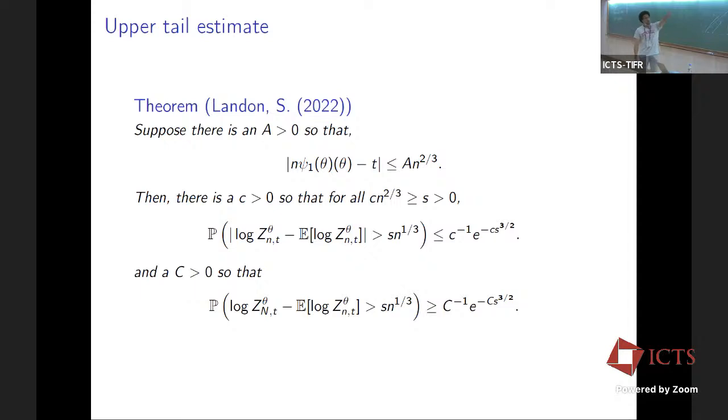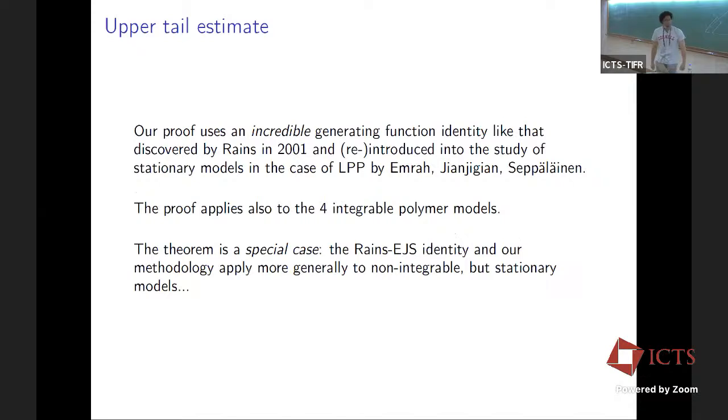Okay, so we get both the upper and lower tail, and as I said, I should emphasize that even though the proof we give is quite different from what you see in this LPP paper, the idea to use this Rains identity is really a contribution due to Emrah, Janjigian, and Sepalainen. But what's important for us is not so much that we can do this for the O'Connell-Yor polymer. As I said, they expected that you could do this for the stationary models. It's that the proof we give relies only on monotonicity and convexity properties, so we'll be able to use it in models that are not integrable, for which there is no other way than the coupling method to study them.